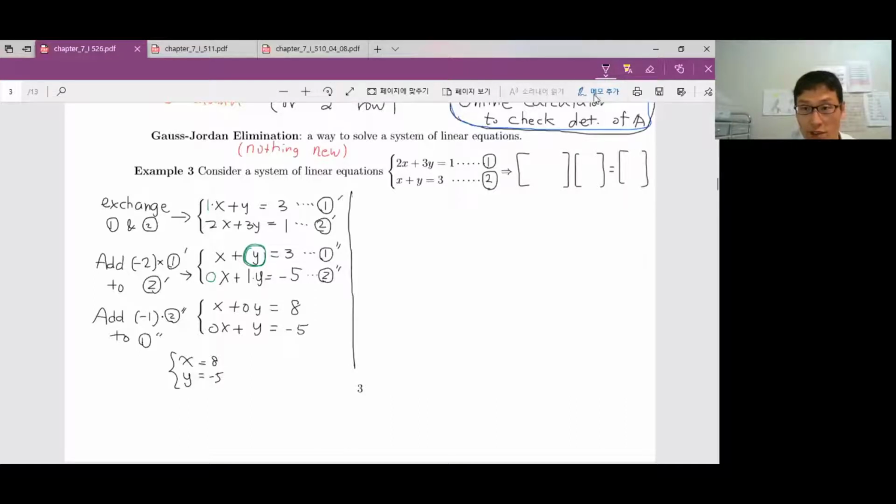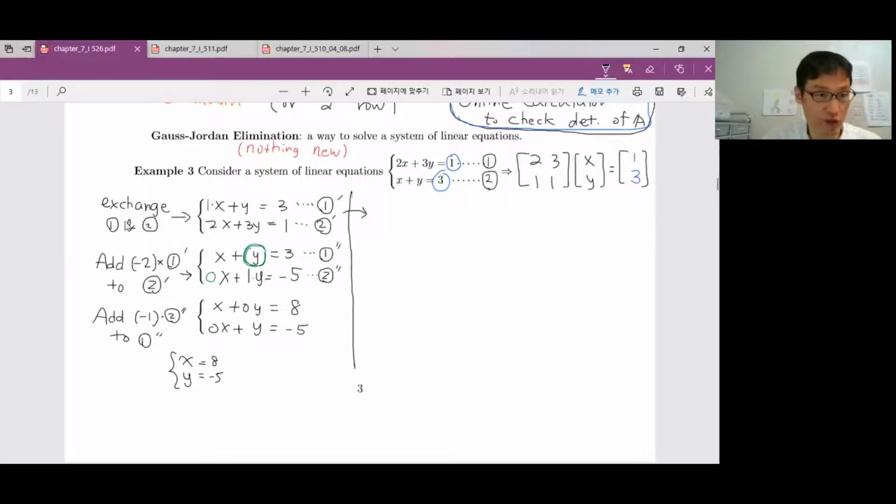The right-hand side, 1 and 3, is a column matrix. And then a column matrix for the unknowns x and y. And then you can determine the 2 by 2 matrix: 2, 3, 1, 1. Right? Good. And then we are going to step through this in terms of matrices.